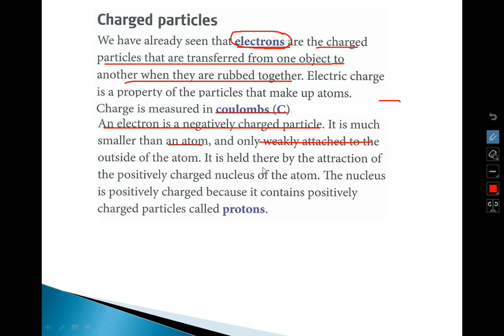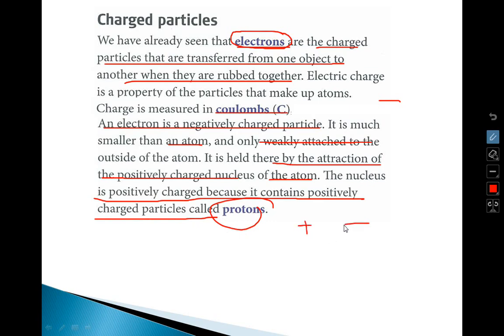It's held there by the attraction of the positively charged part of the atom. The nucleus is positively charged because it contains positively charged particles called protons. Protons, as we discussed before, are positive, electrons are negative. So there are two types of charges here: negative, which is electrons, and positive, which is protons. And there are neutrons. Neutrons have no charge, not positive, not negative.